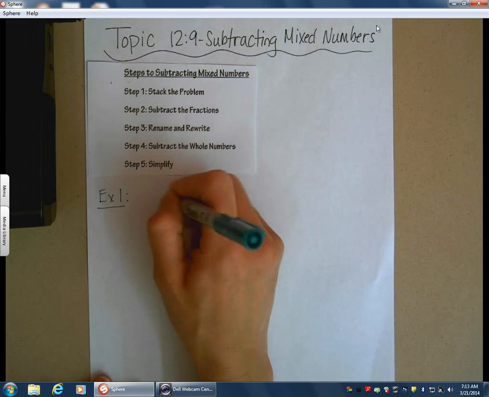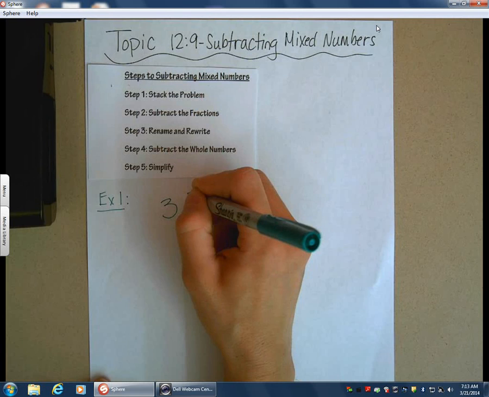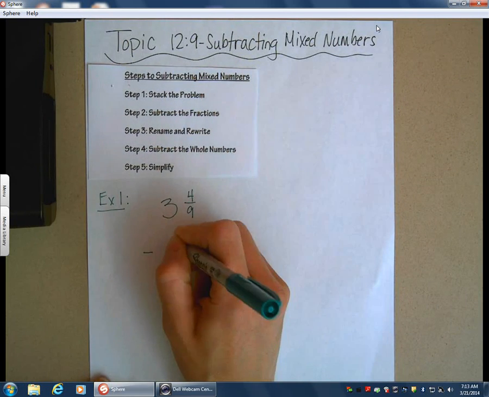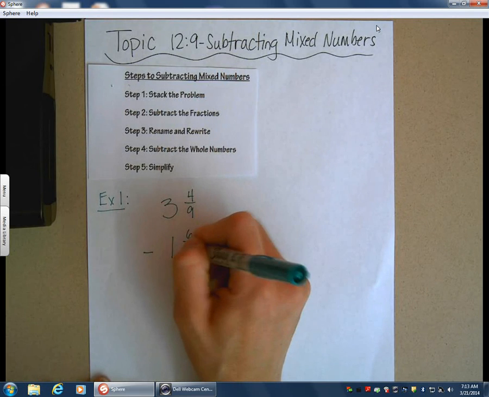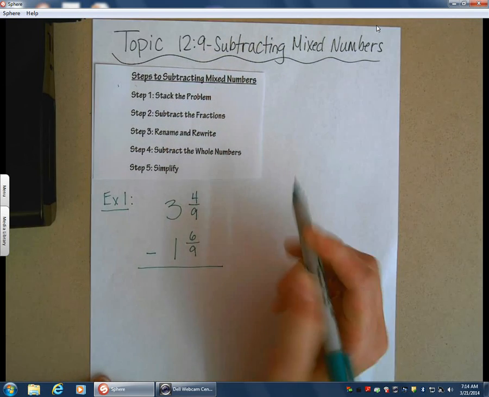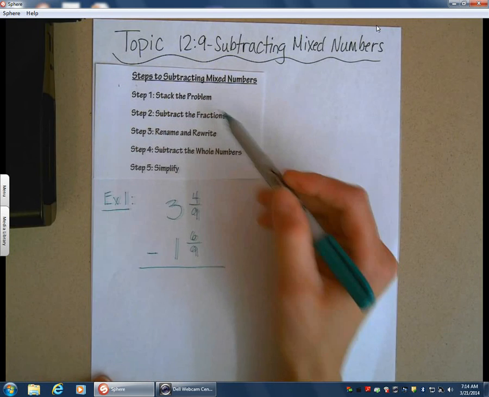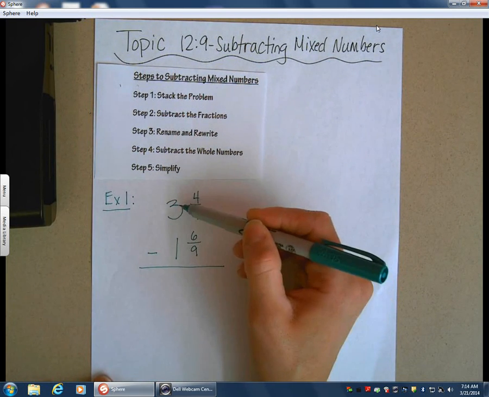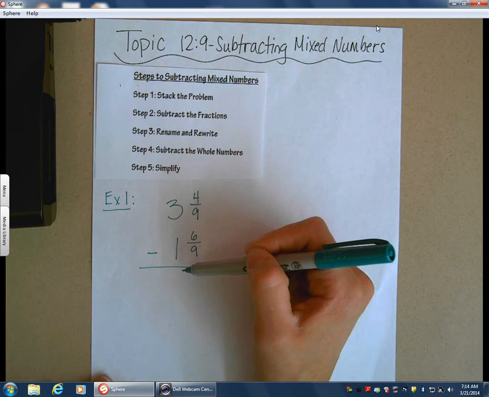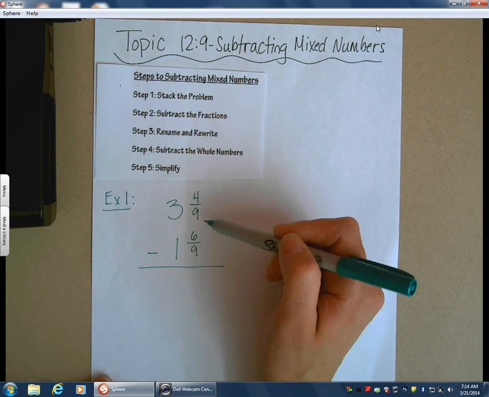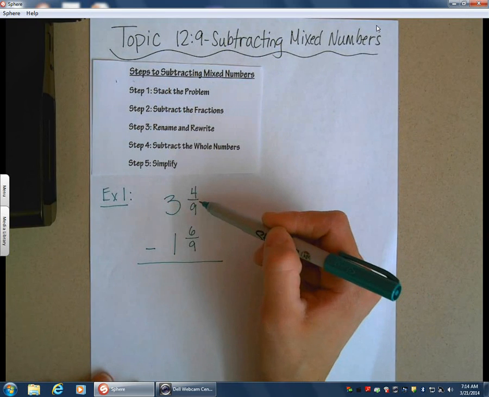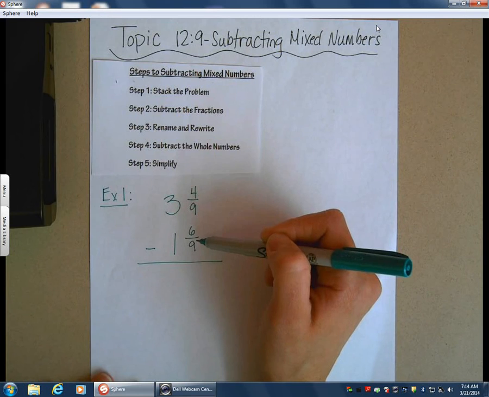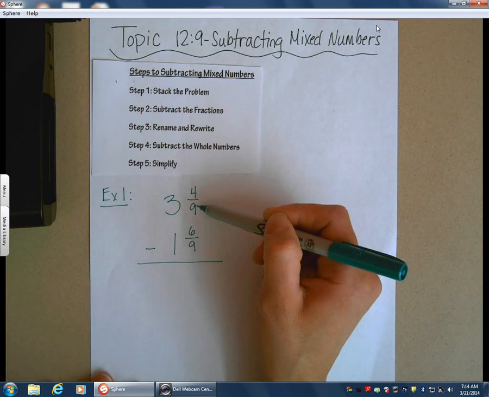So my first problem is 3 4/9 minus 1 6/9. Step 1 says to stack the problem. So be sure your fractions are on top of each other and they stay together, and your whole numbers are on top of each other and they stay together as well. My next step is to subtract the fractions. When I look at my fractions, I see I have 4/9 minus 6/9. I can't do that because 6 is larger than 4.